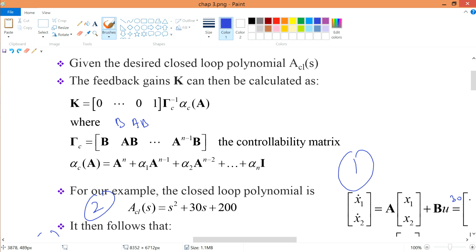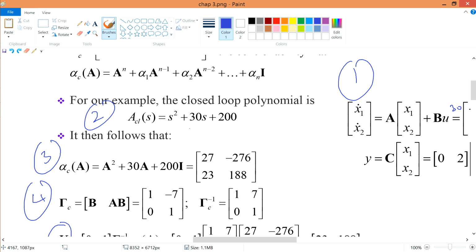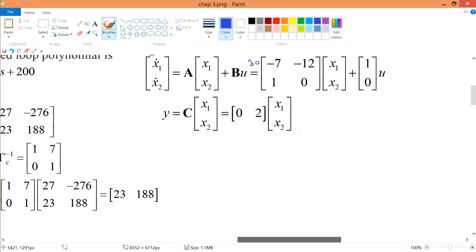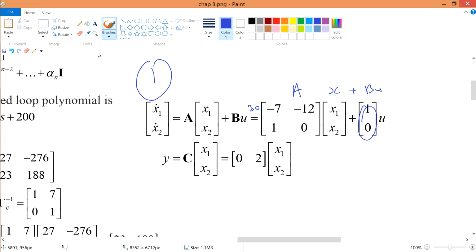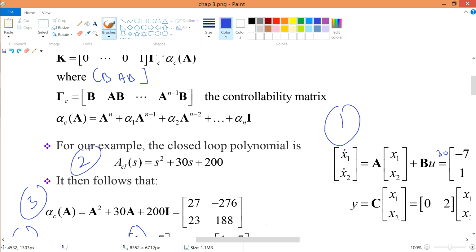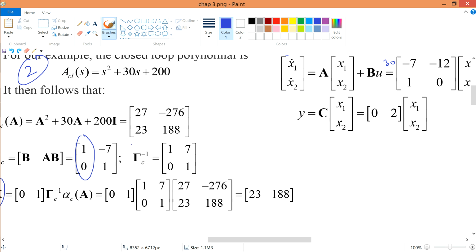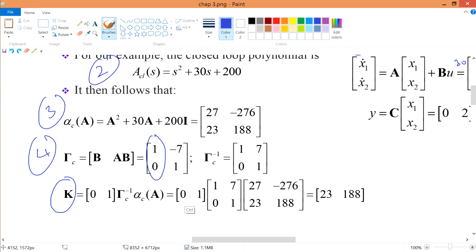In our case, we have only a 2 times 2 matrix, so we only have 1 row, 2 columns. For this case, this B is 1, 0, which is our 1, 0 over here. This is our BU. Our B is 1, 0. If you take the A matrix multiplied by your B, what you have is -7, 1 over here. So this is the fourth step, you're going to determine your controllability rank. The fifth step is to inverse.